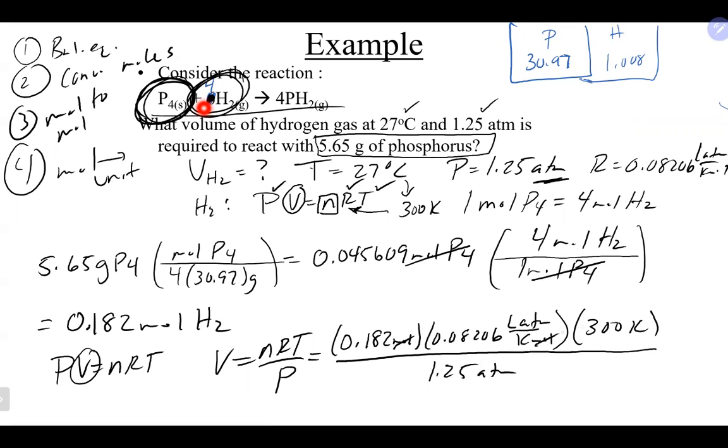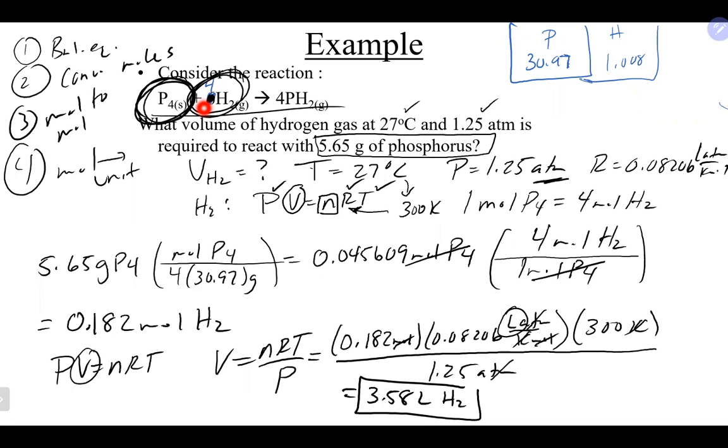So moles cancel, Kelvin cancel, atmospheres cancel, leaves us liters as the only unit left, giving us 0.182 times 0.08206 times 300 divided by 1.25 gets us 3.58, I believe, if I punch that in right. 3.58 liters of H2 in this case. Any question on any part of that calculation there?